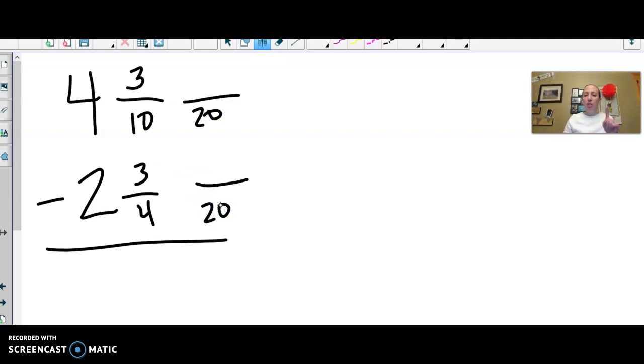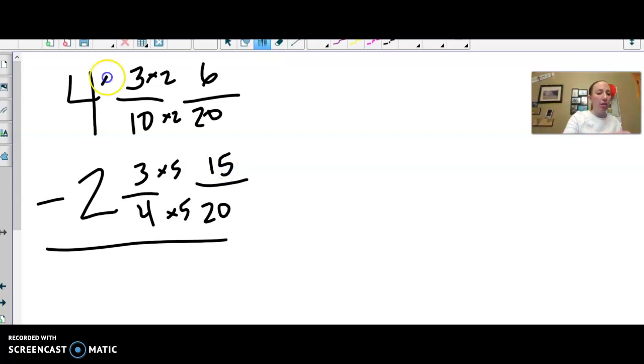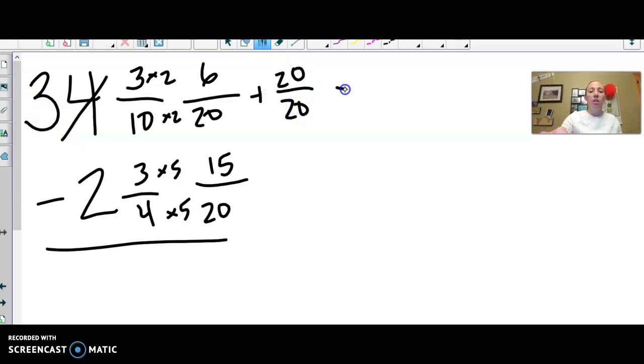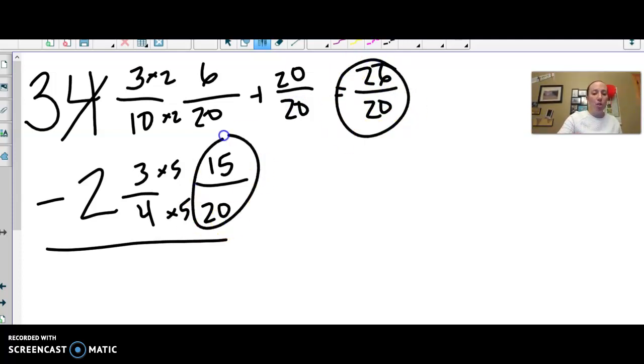All right, this is a case where I could use 40, but I'm going to use 20 because it's smaller, right? 10, 20, 4, 8, 12, 16, 20. So this is times 2, which is 6, times 5, which is 15. I cannot do 6 minus 15, so I need to borrow or regroup. That becomes 3. I'm adding on 20 20ths. So now I have 26 20ths. And I can subtract 15 20ths and get 11 20ths. 3 minus 2 is 1.